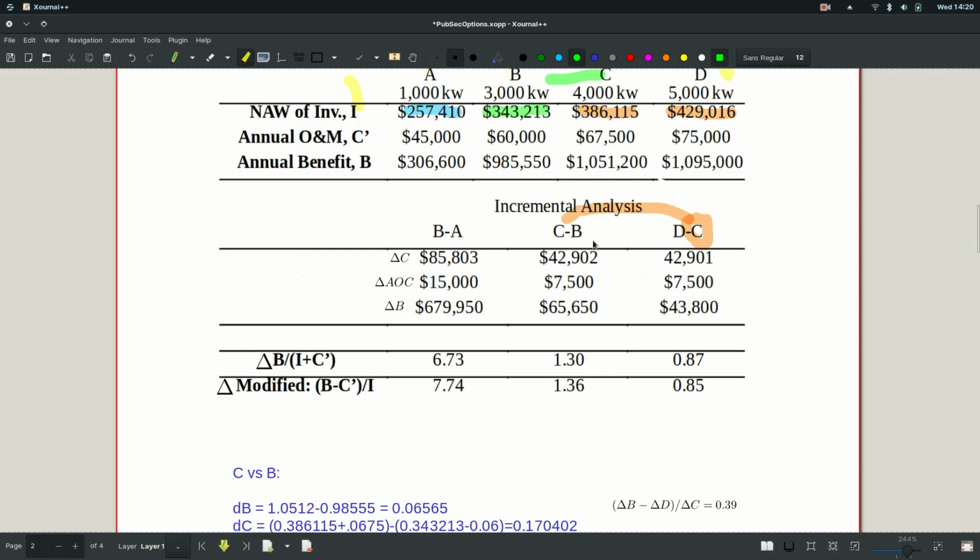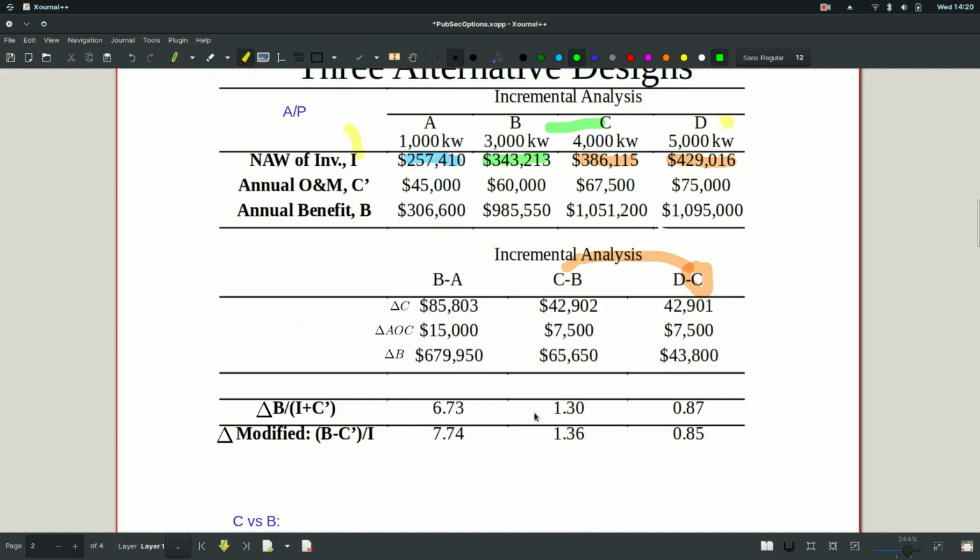So they do an incremental analysis here, and they show a delta BC of 1.3 and a modified of 1.36. Now, if this were the case, this is greater than 1. So what happens in this case? If it's greater than 1, then C moves on, because C is the defender. But when we go over to here, their slide shows B versus A.